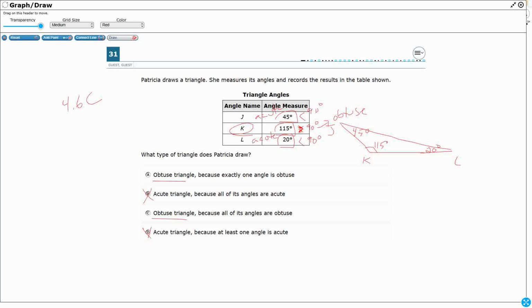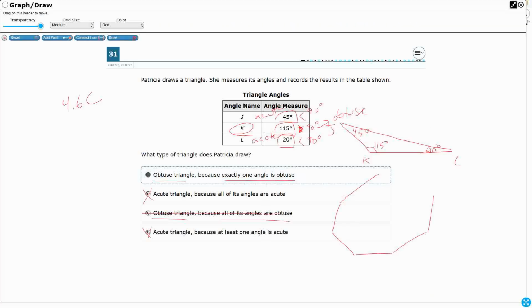Because I still have A and C to choose between, because exactly one angle is obtuse, or because all of its angles are obtuse. Well, just try to build a triangle with all obtuse angles, and you'll notice here that it's not a triangle anymore. I can draw a hexagon with all obtuse. It's going to be very difficult for me to draw a triangle with more than one obtuse. It's going to actually be impossible. So it's going to be A here as our answer.